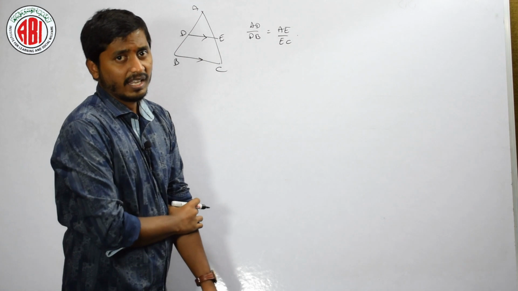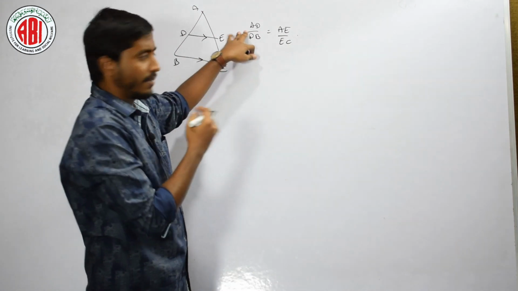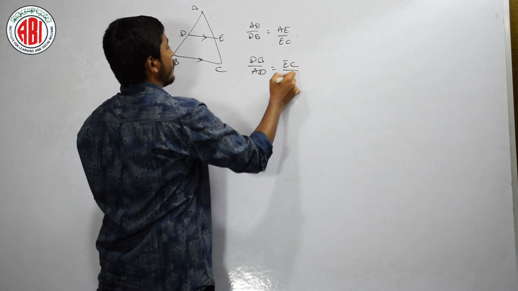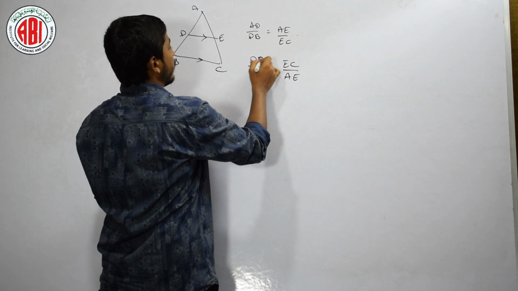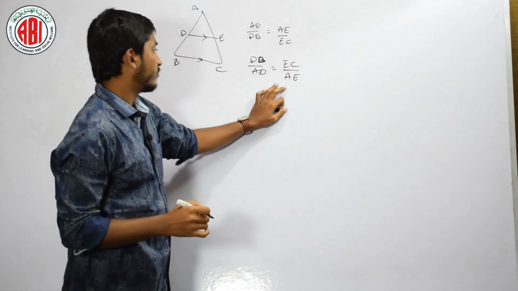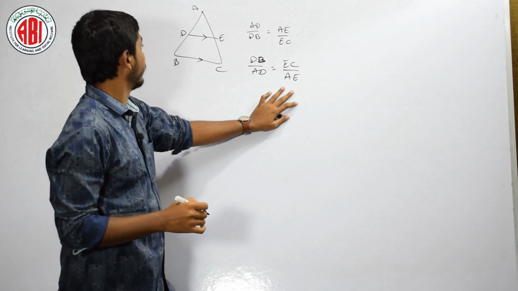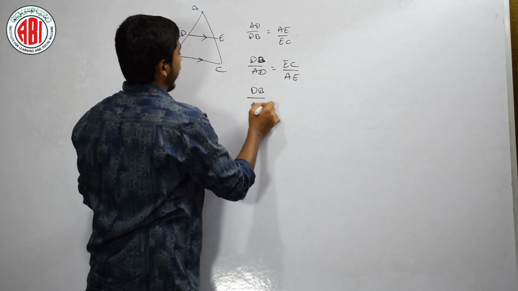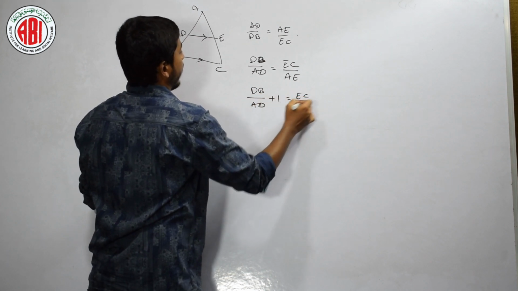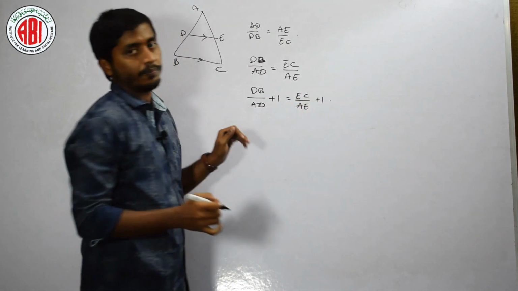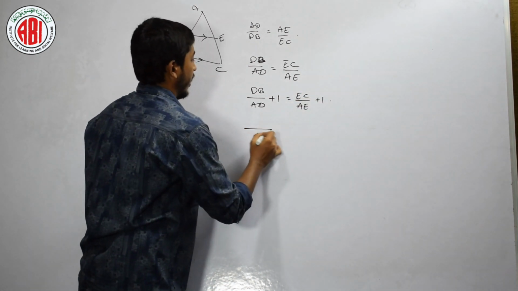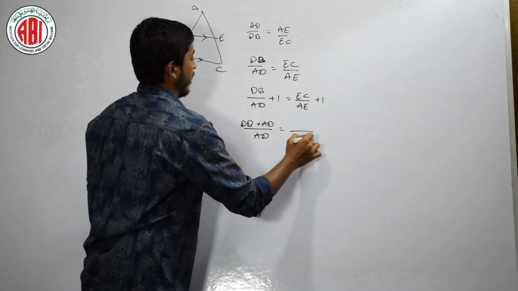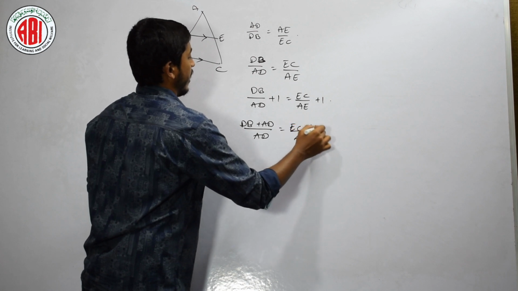Isn't it? Yes or no? Now let us take the reciprocal of both sides. DB by AD is equal to EC by AE. This is DB. Let us add 1 on both sides. DB by AD plus 1, let us take the LCM. DB plus AD over AD is equal to EC plus AE over AE.